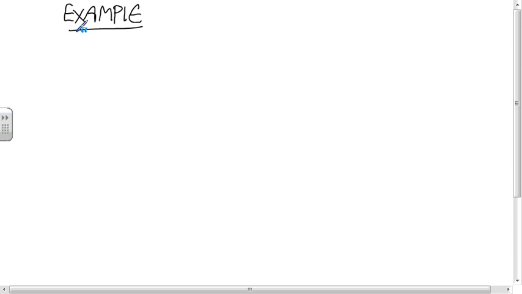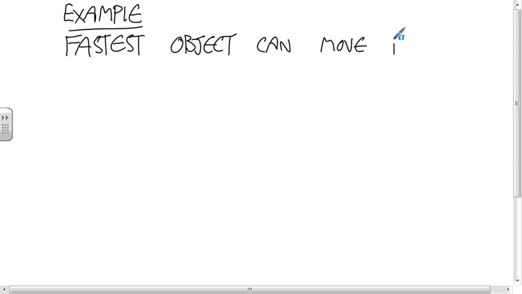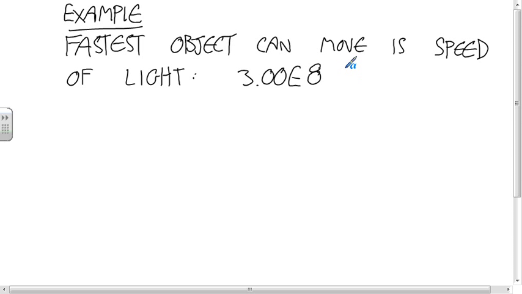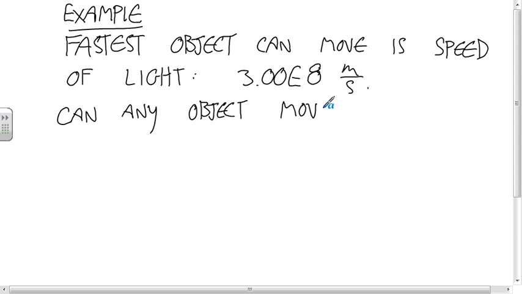Here's another example. The fastest any object can move is the speed of light. Some objects can't even move that fast. And the speed of light is 3.00 times 10 to the 8th meters per second. So can any object move 150 kilometers per microsecond?